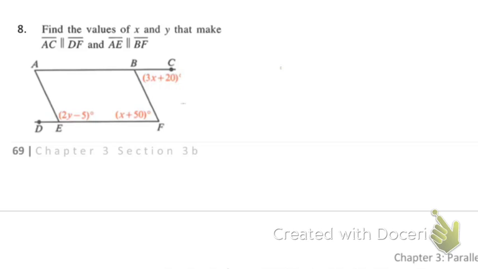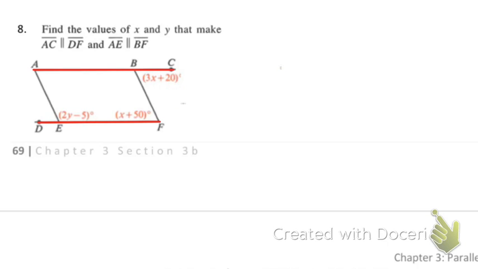One more problem. We're going to find values of x and y that make two different pairs of parallel lines. So the first pair I need to make is AC is parallel to DF. Then I need to make sure that AE is parallel to BF. To do that, we're going to tackle these one parallel line at a time. So we're looking at AC and DF.